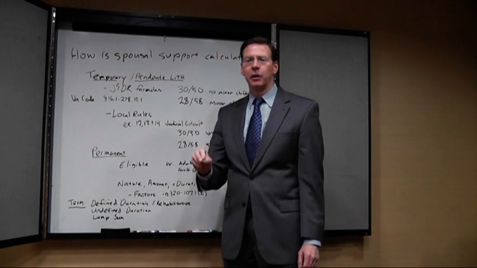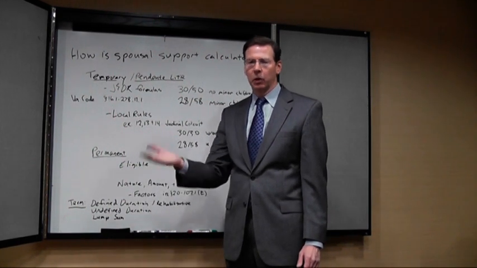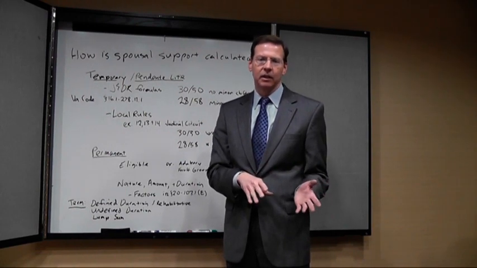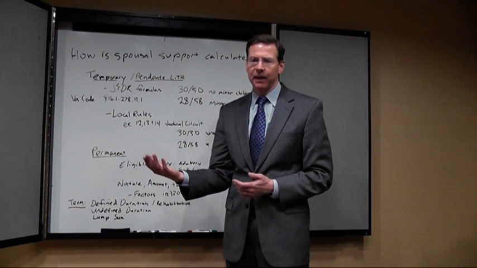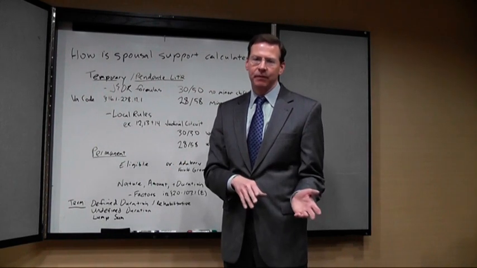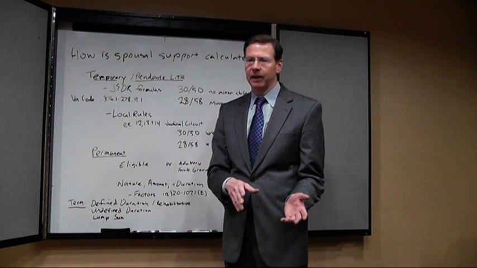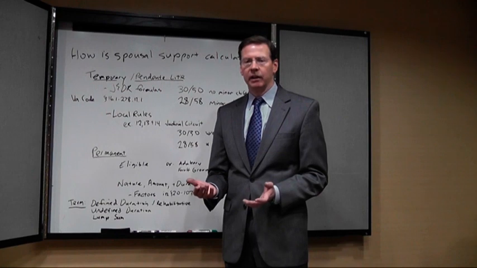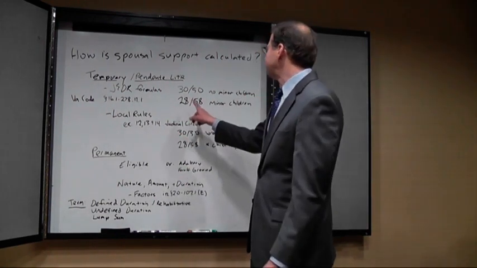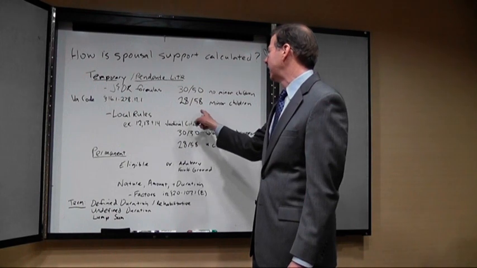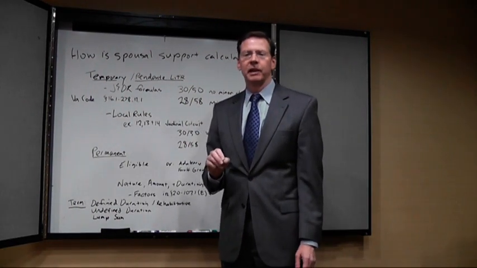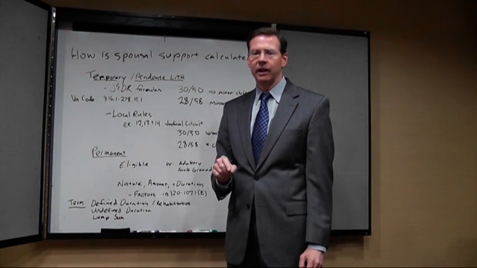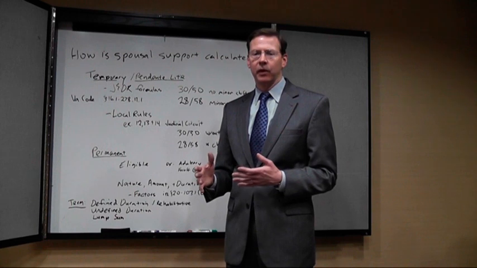30-50 means 30% of the payor spouse's gross income minus 50% of the payee spouse's gross income. So 30% of the spouse who's going to pay support minus half or 50% of the gross income of the spouse who will receive support. This applies if there are no minor children for whom support is going to be ordered. The second formula is 28-58, and this would be the formula that's used when the parties do have minor children and that support will be determined for those children.